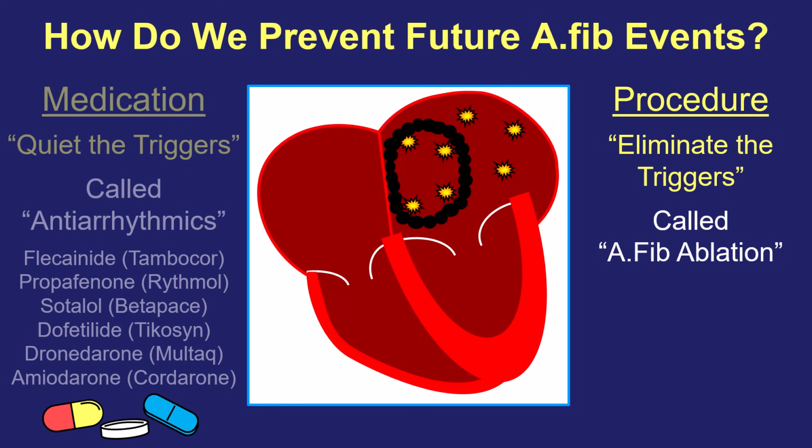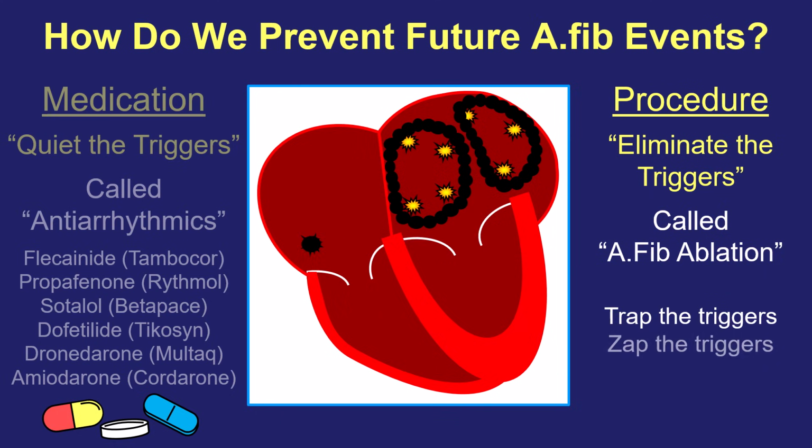And because there are usually multiple trigger spots, the most common strategy we use to eliminate the triggers is to trap them in regions. We place a series of burns around the region where these A.Fib triggers are clustered to try to prevent them from electrically communicating with the rest of the heart. Sometimes there are other triggers located outside the area of where those pulmonary veins are, and we can find them and go after them separately by zapping those triggers separately and individually.